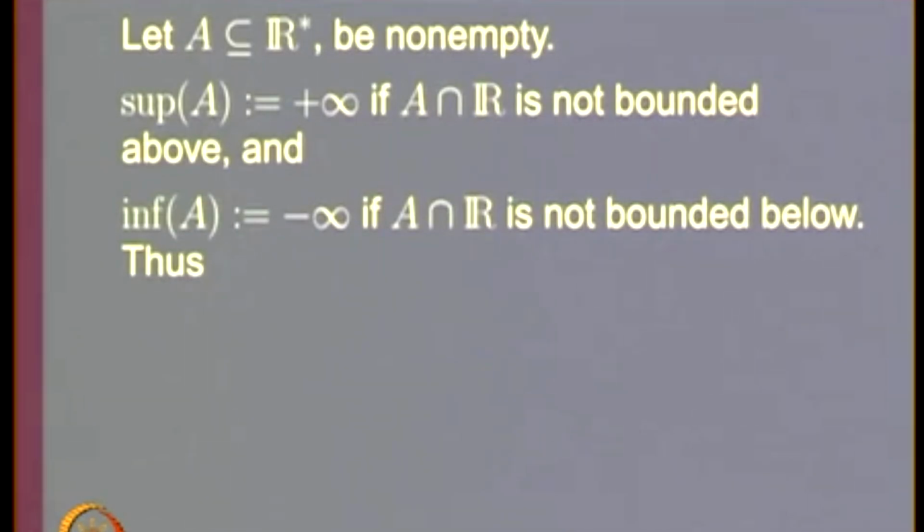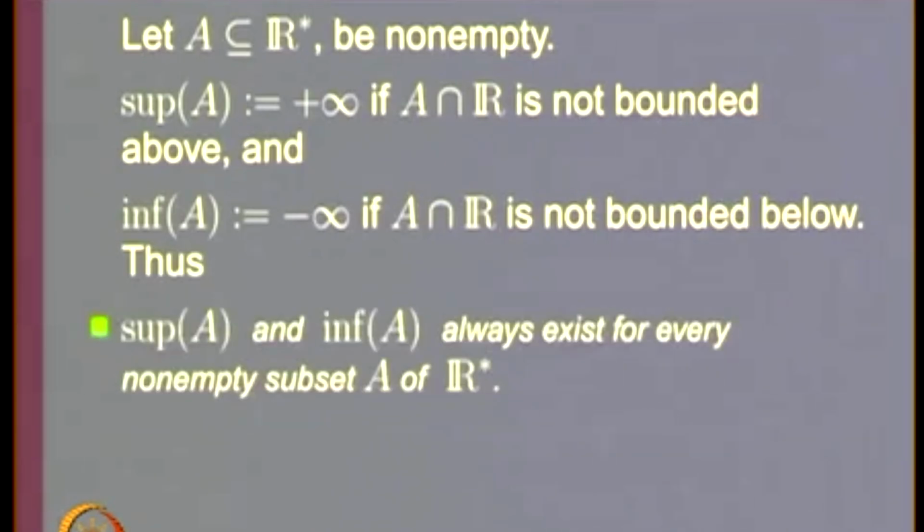So what we are saying is, for a subset of extended real numbers, we don't have to say that it is bounded above or bounded below. Every non-empty subset of extended real numbers will always have a supremum and will always have an infimum. Of course, the supremum will be equal to plus infinity if the set A is not bounded above, and the infimum will be equal to minus infinity if it is not bounded below. So it's a very nice situation. Every subset has a supremum as well as an infimum.